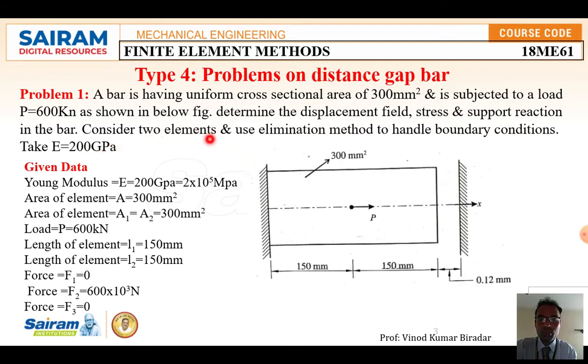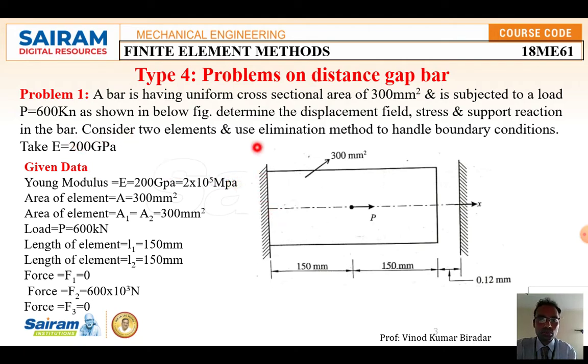Consider it as a 2 bar element. So here they are telling you to consider 2 elements, you have to divide this element. And use the elimination method of handling boundary conditions to solve the displacements and all those things. And take Young's modulus is equal to 200 gigapascal. This 200 gigapascal is standard for all the bars.